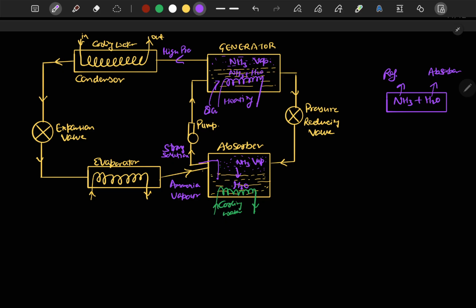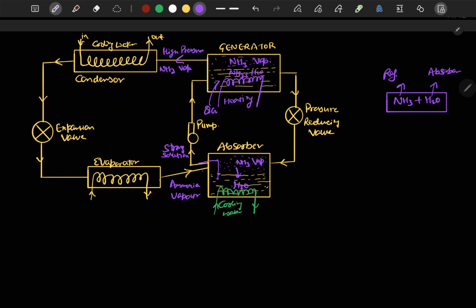high pressure ammonia vapor is sent to the condenser, where it is cooled, and after reducing its pressure, we send it again into the evaporator. Okay, and this cycle continues.